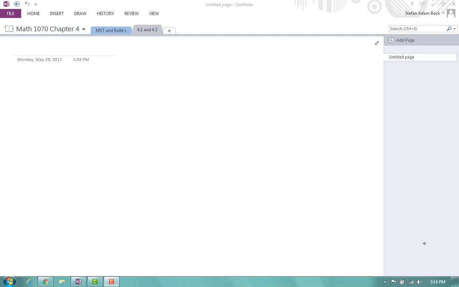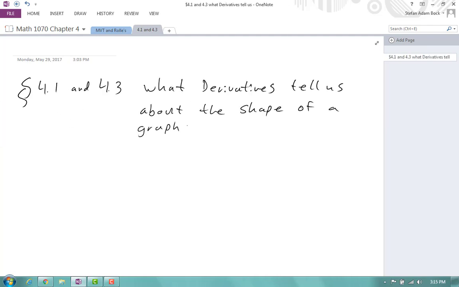Hello again, everybody. For this video, we're going to be talking about what derivatives tell us about the shape of a graph of a function. And this is sections 4.1 and 4.3. Now, first up, we want to talk about extrema, which is a collective term for maximum and minimum values.